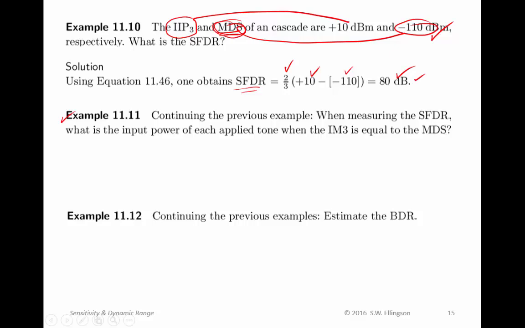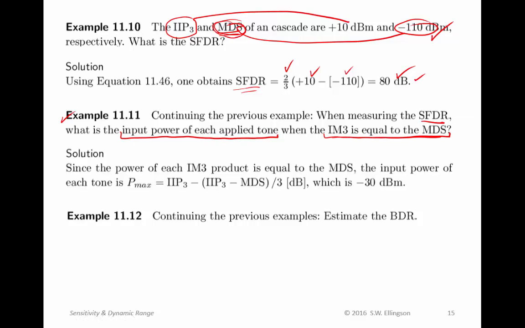In the second problem, we're told to continue, and we have, when we're measuring the spurious-free dynamic range, what is the input power of the applied tone when the IM3 is equal to the MDS? So this is a very common question to ask. We're doing the measurement of spurious-free dynamic range, and we want to be able to anticipate what input power for the applied tones corresponds to the case when the IM3, the third order intermodulation products, are equal to the minimum discernible signal. Well, since the power of each intermodulation product is equal to the MDS, as we've indicated here, then the input power of each tone is simply the input third order intercept point minus that distance I showed you on the previous slide, the difference between the IP3 and the MDS divided by 3, and so we find that the input power is minus 30 dBm.